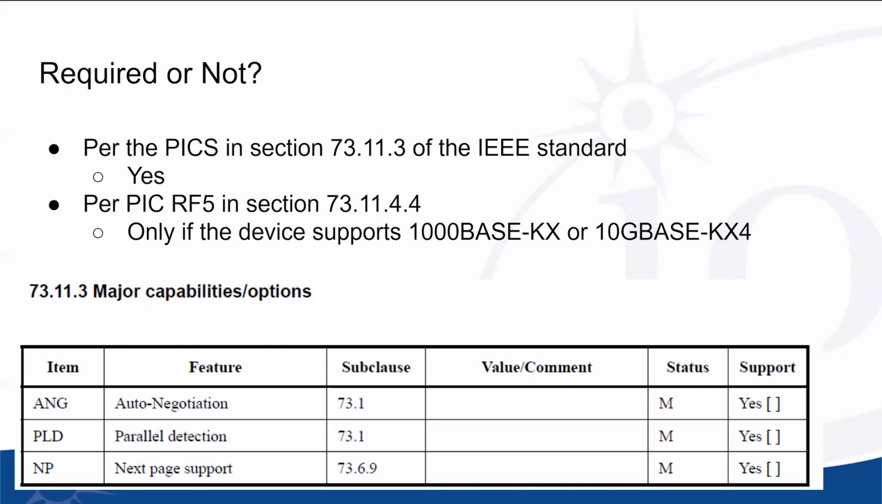But furthermore, from the PIC RF5, which is not shown here, it is only required to actually be implemented and used if the device supports those technologies like the 1000 base KX, the 10G base KX4, or the 10G base CX4 that are allowed to be used in the parallel detection feature. So your device may never actually need to do this if your device doesn't support these technologies. That's just a quick rundown of the parallel detection function. Hopefully we were able to clear up some of the confusion that we had at the last webinar around how this technology is used and where it may be implemented.